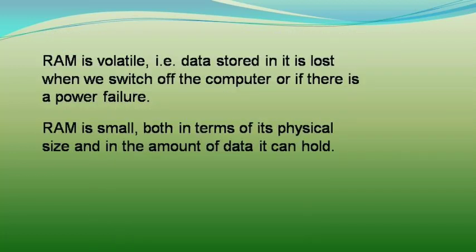So the RAM is volatile memory. What is meant by volatile? That is, data stored in it is lost when we switch off the computer, or if there is a power failure, the data will be lost. So the RAM is small in size, both in terms of physical size and also in the amount of data it can hold.